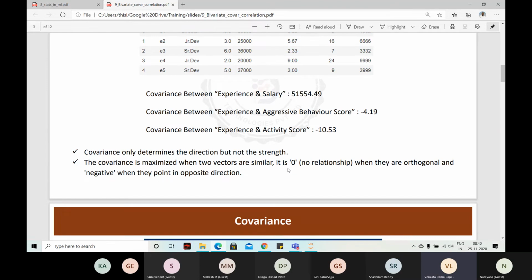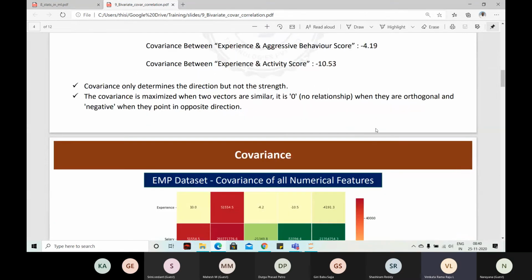So that's what we do when we have to calculate covariance. I'll come to that later. The covariance is maximized when two vectors are similar. Right? It is 0 when there is no relation, when they are orthogonal, or negative when the points are in opposite directions. So it is 0 when they are orthogonal.